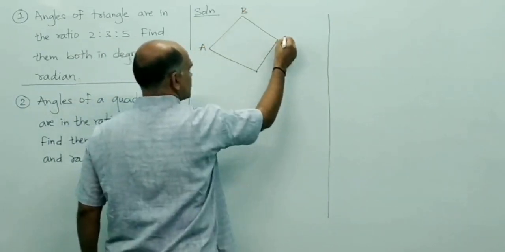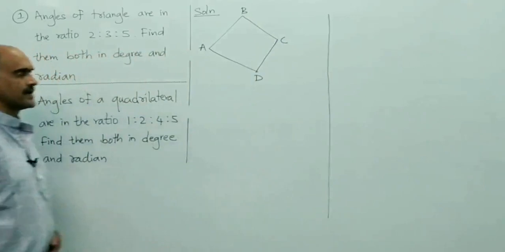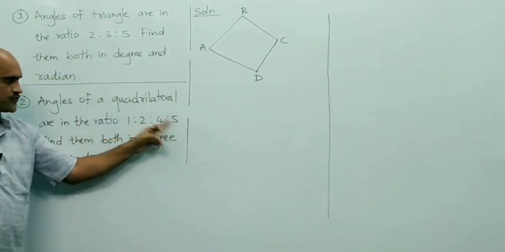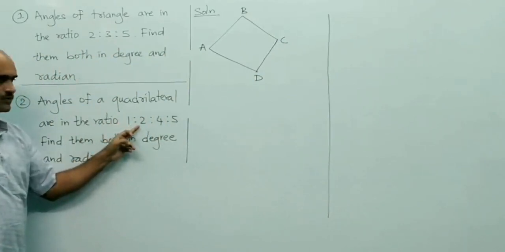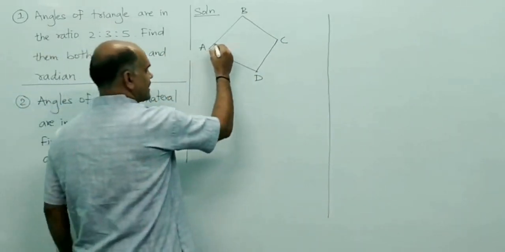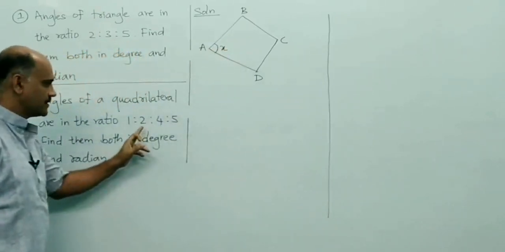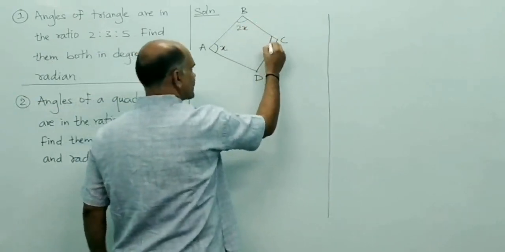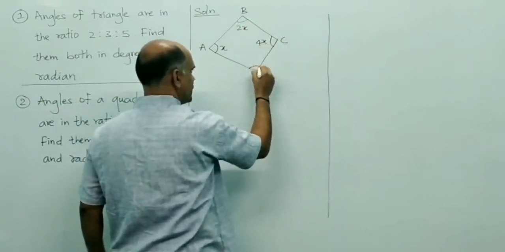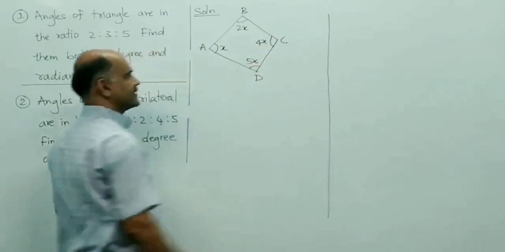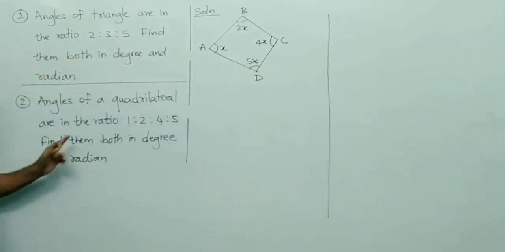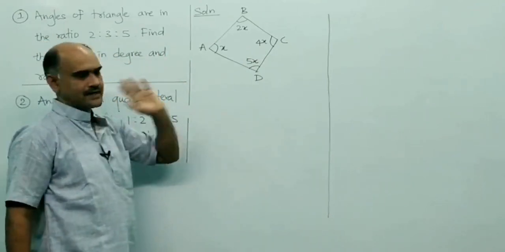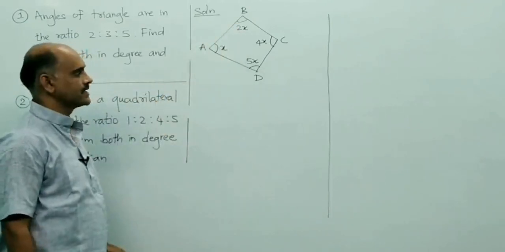A, B, C, D is a quadrilateral, whose angles are in the ratio 1:2:4:5. So 1, 2, 4, 5. So this I will take it as x. Then B will be 2x. C will be 4x. And D will be 5x. You are again required to find all the angles in both degree and radian.